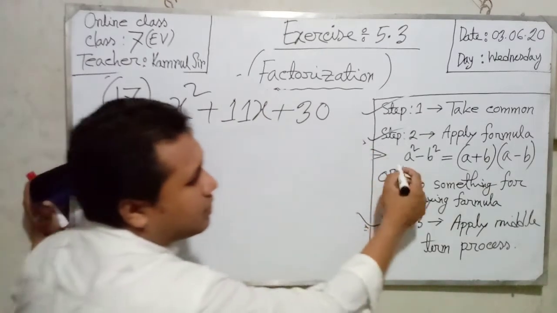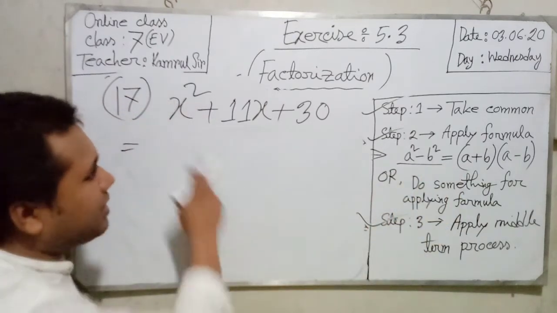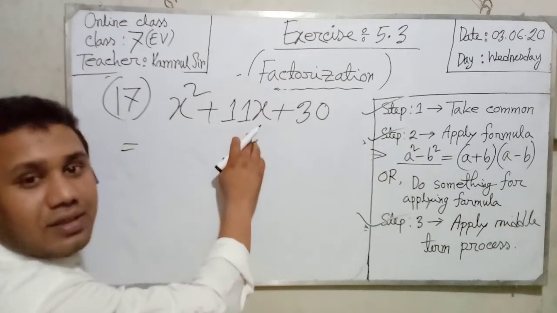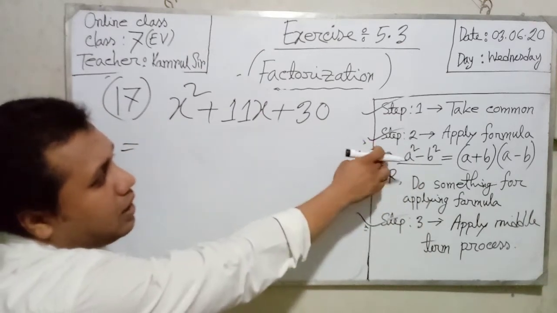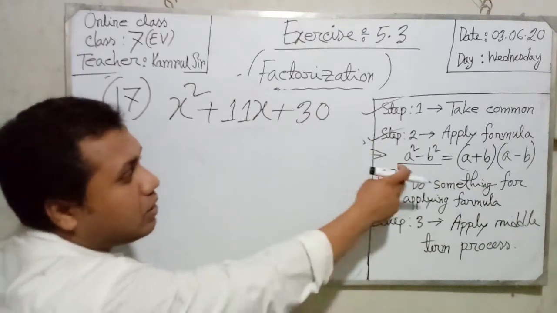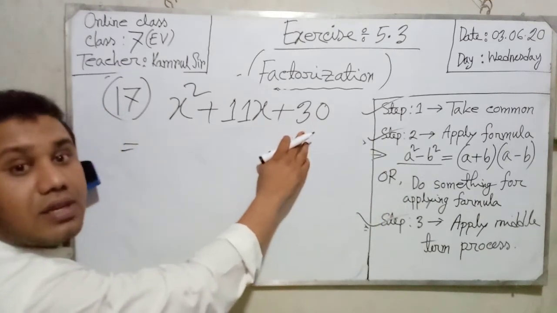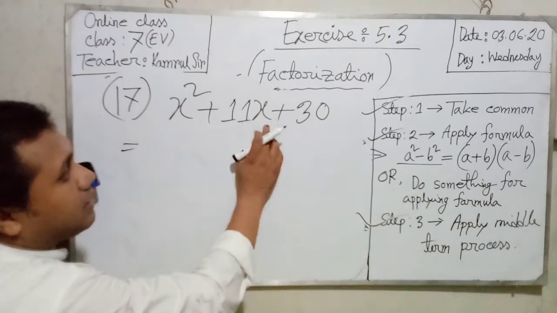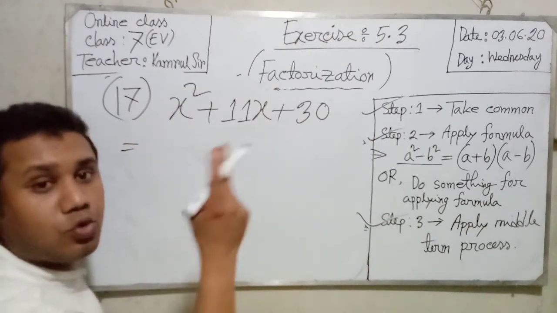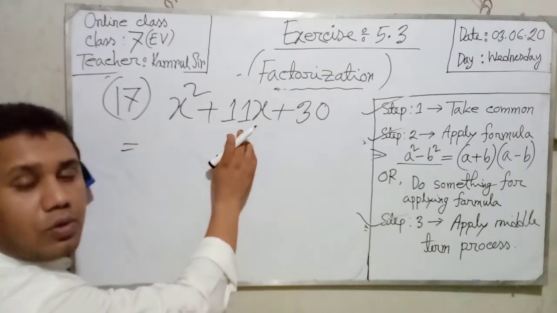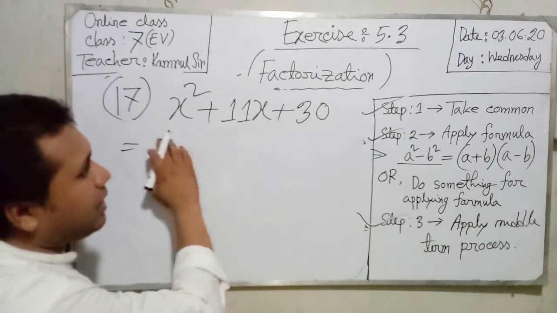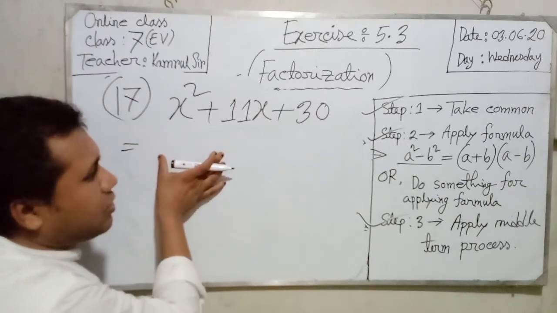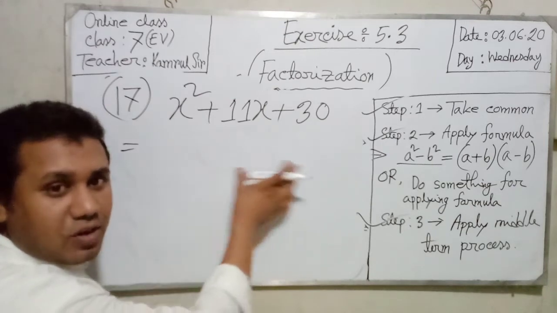Formula. Sir, look, how many terms are there? Step 2 needs 2 terms, but there are 3 terms. So we can say this process we can't apply, because if we want to apply step 2, we need only 2 terms, but there are 3 terms. So we go to step 3, apply the middle term process. That means this middle term we have to divide into 2 terms. Then there will be a total of 4 terms. Then we can take common from these 2 terms and these 2 terms.